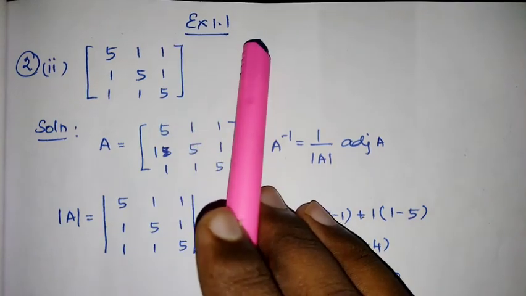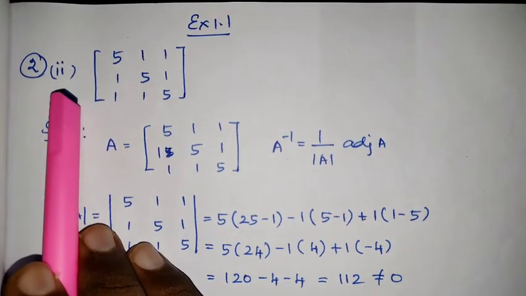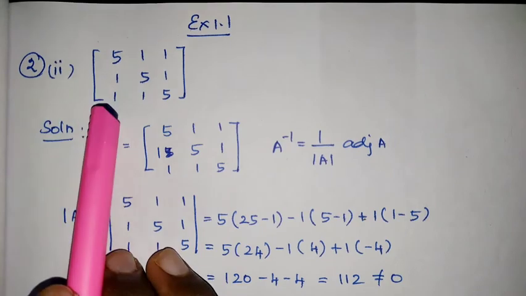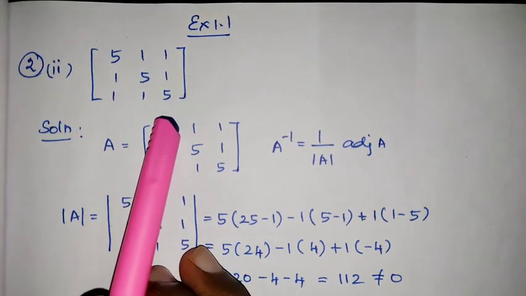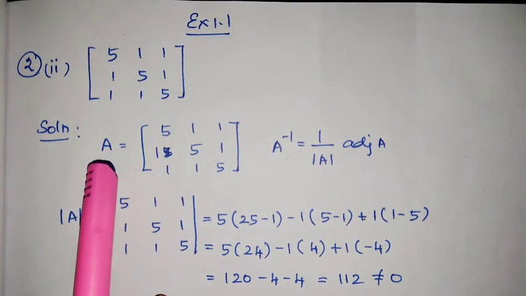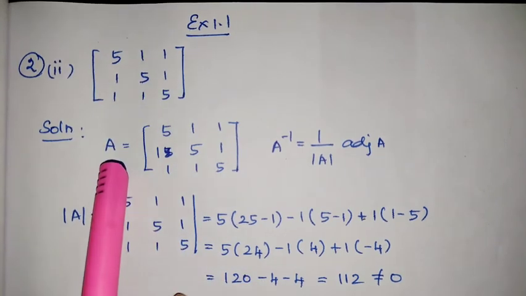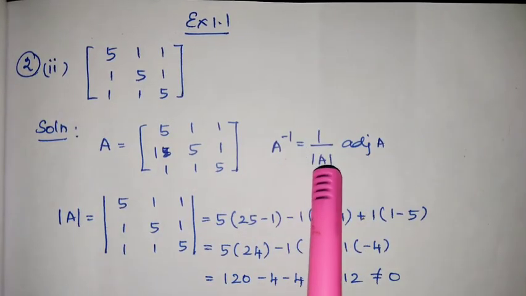Exercise 1.1, Sum number 2, subdivision 2. Now we are going to find the inverse for a 3 by 3 matrix. Same procedure. So first we are going to find what? Just name this as A. And you know this is the formula. First we have to find what?